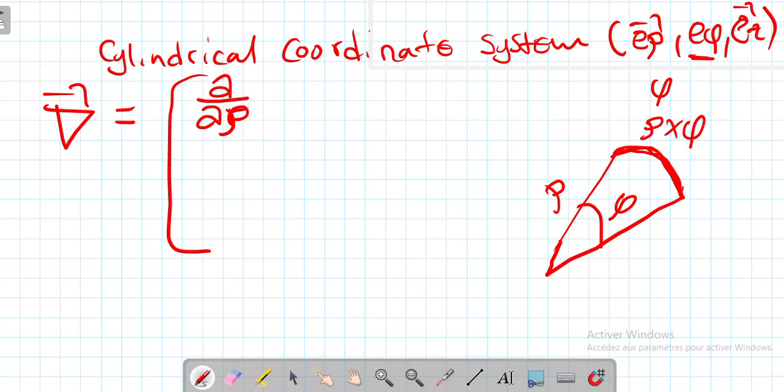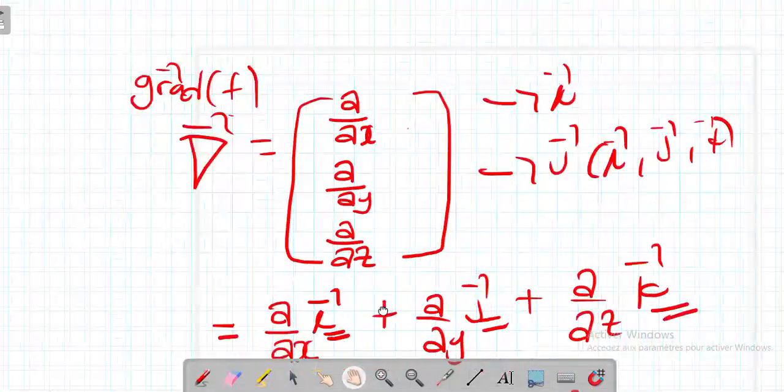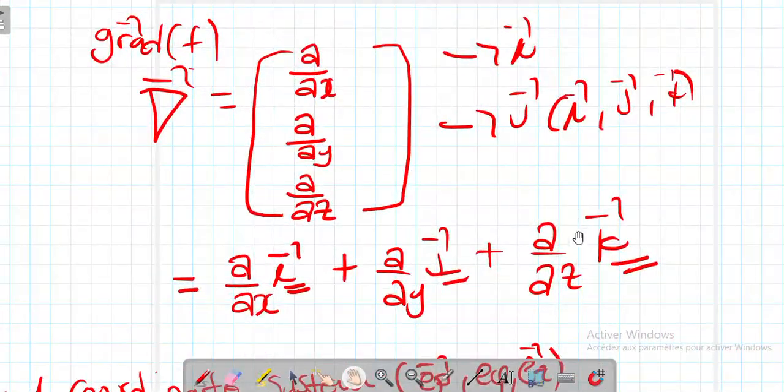That's the arc length. So arc length is radius multiplied by the angle. Why is this information important? Whenever you're writing an expression of nabla in the cylindrical coordinate system, the first step is you have to know the coordinate systems that are the base. For example, in the cylindrical coordinate system, you knew that I have e rho, e phi, and k.